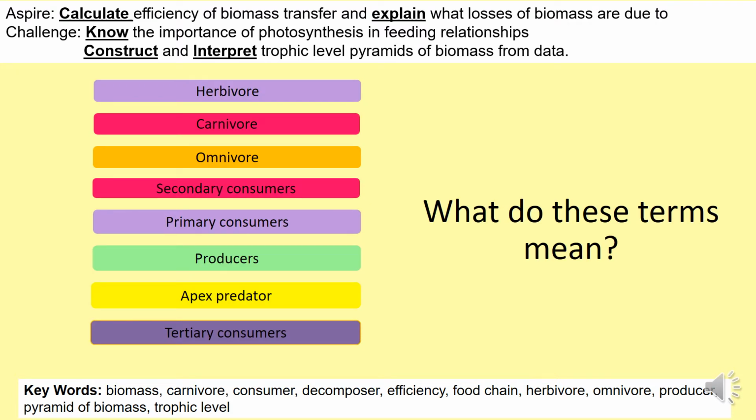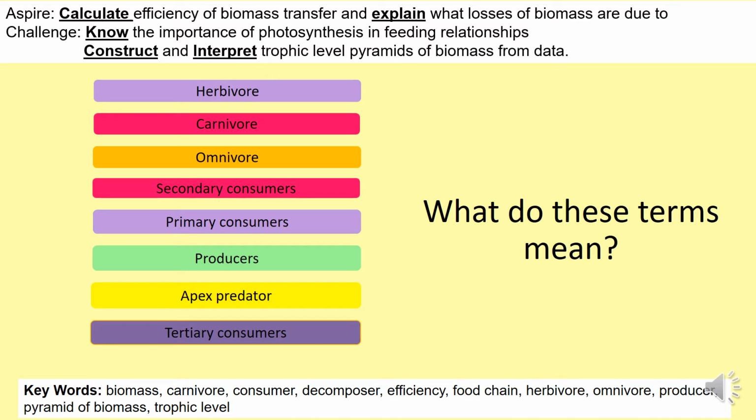So in our first learning outcome, the challenge at the top of the page, it says that we should know the importance of photosynthesis in feeding relationships. So we should now have the equation secure in our mind, and we should know that the first stage of a food chain will be a plant, which uses photosynthesis to gain energy using sunlight. Now, the key words on the slide in front of you are a pivotal point in this presentation, and we need to be clear about them.